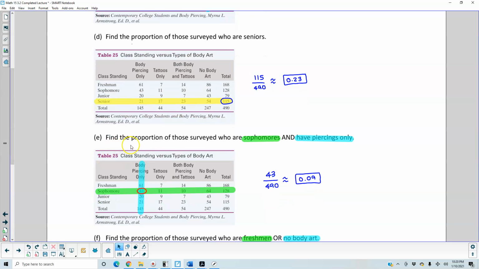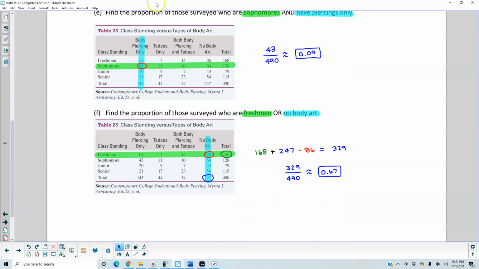Next, part E, it says find the proportion of those surveyed who are sophomores and have piercings only. Now again, we're dealing with and, so that is intersection. So here we have sophomore. We're going to draw a line through sophomores, and then we're going to draw a line through the column of body piercings only. Now we're going to circle where they intersect, which is 43. So that means 43 out of 490, which gives us approximately 0.09. So 0.09 represents the proportion of those surveyed who are sophomores and have piercings only.